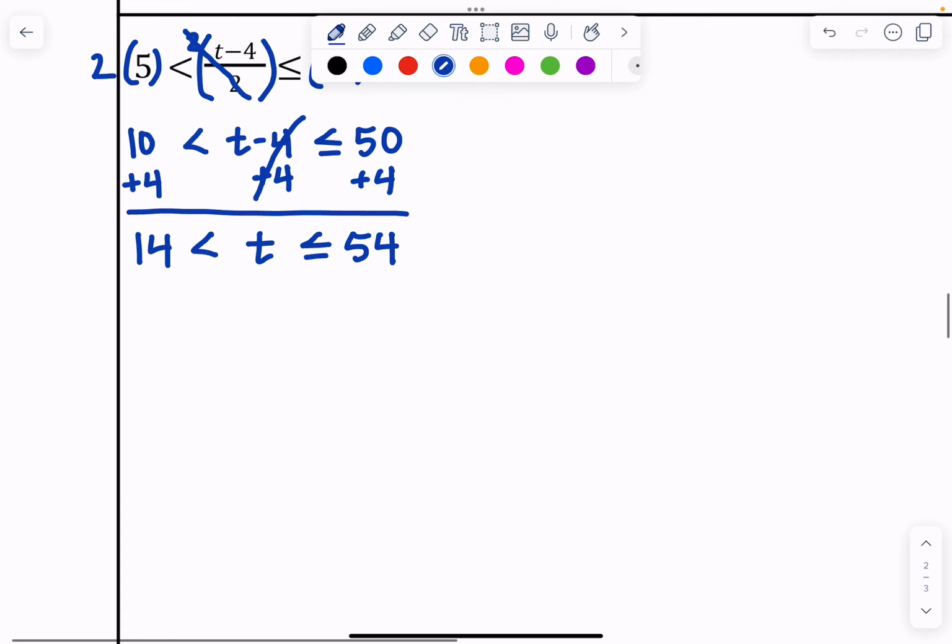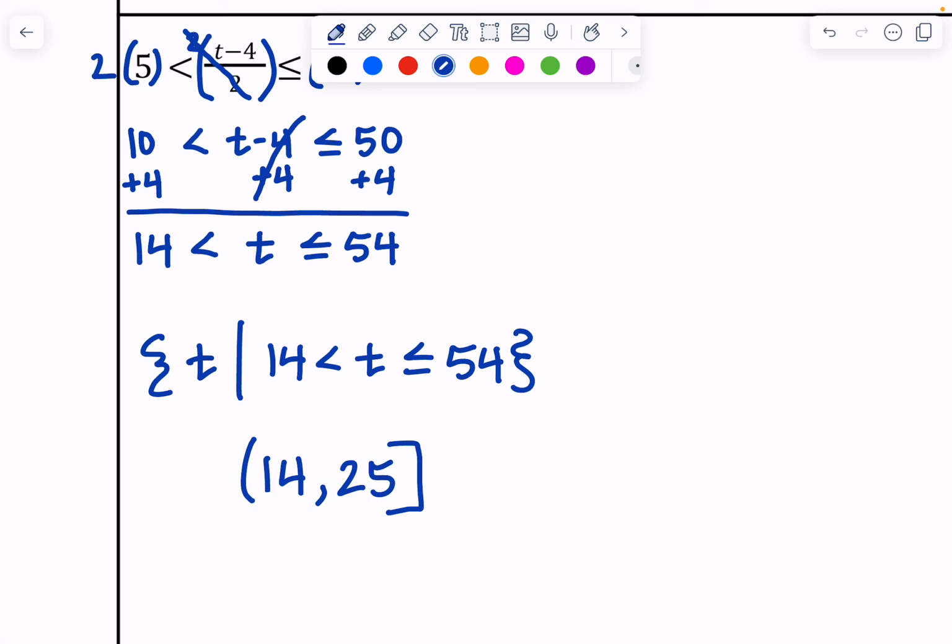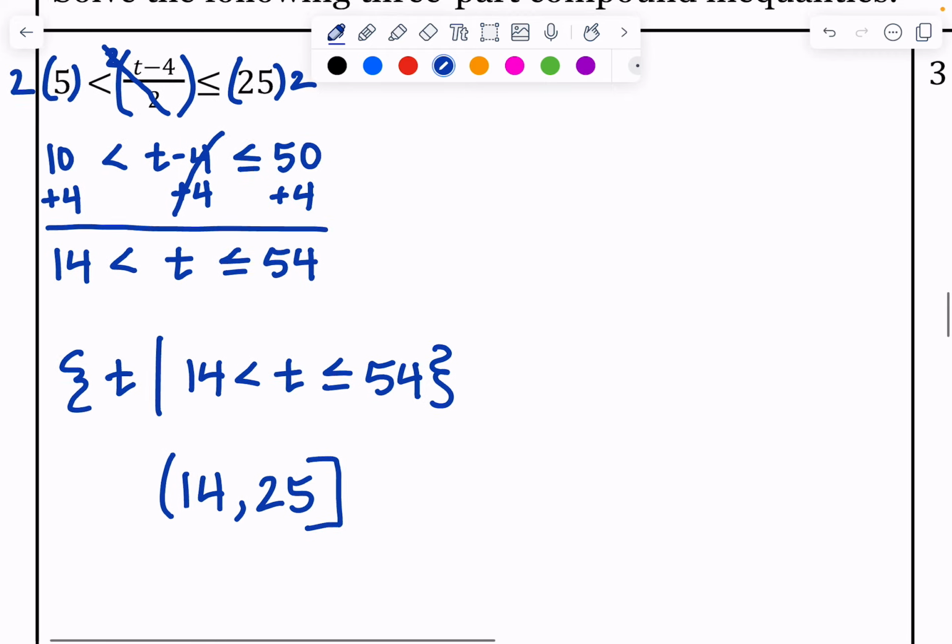So as set notation, we would have t such that 14 is less than t, which is less than or equal to 54. And set notation, I might have said that backwards. That first one is interval notation. I probably am saying that all backwards. Is 14 excluded, comma 54 included. Both answers are perfectly fine. And I'm not going to graph it.